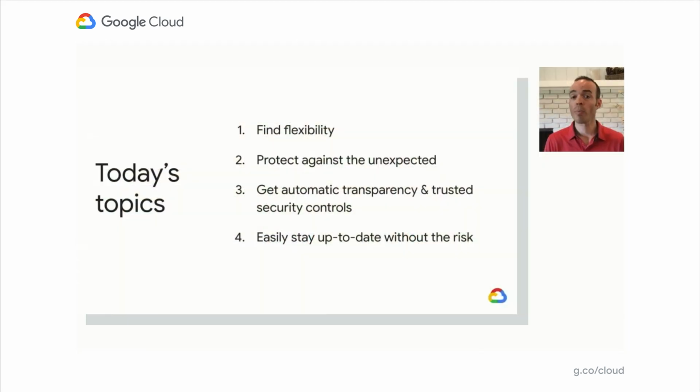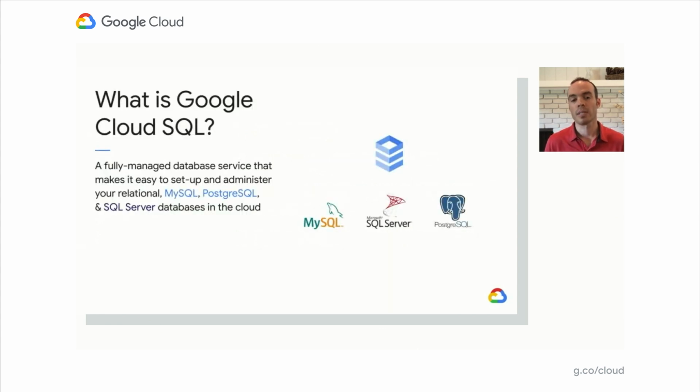Today, we're going to talk about four major areas. One is how we can find more flexibility in your database environment, how we can protect against the unexpected, gain automatic transparency and trusted security controls, and lastly, we'll round out with ways to easily stay up to date without the risk. Before we jump into these topics, let's start with a quick look at Cloud SQL.